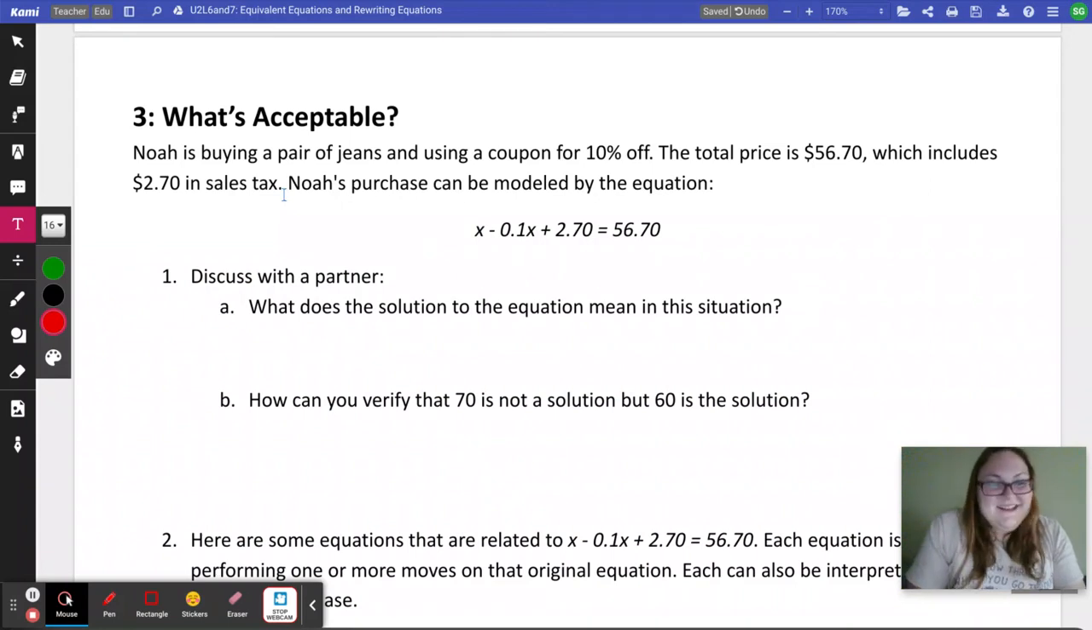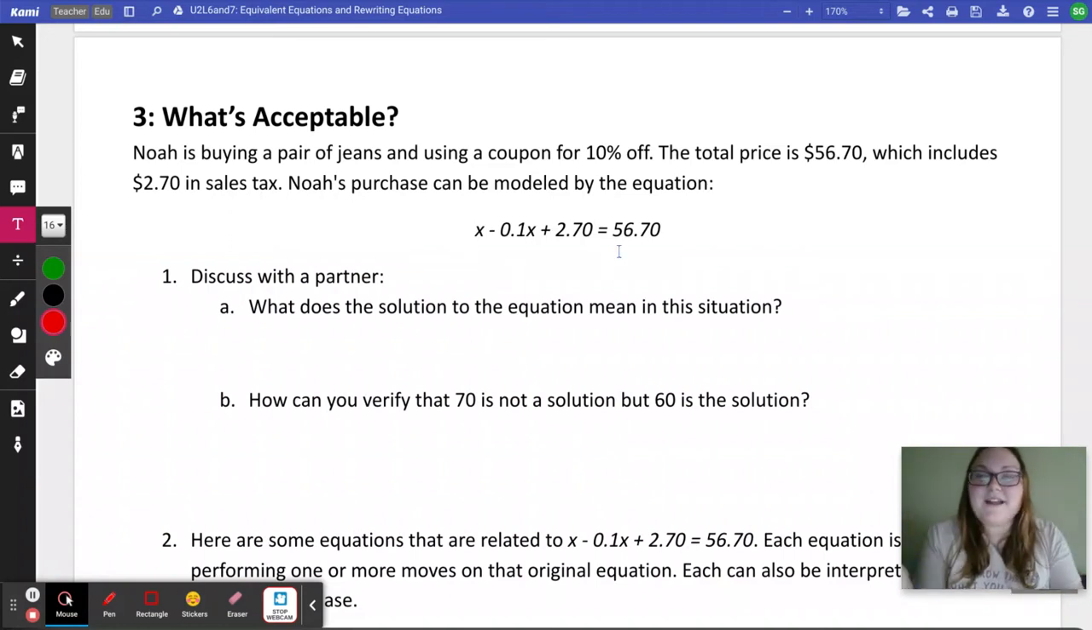In this section here, we've got Noah is buying a pair of jeans and using a coupon for 10% off. The total price is $56.70, which includes $2.70 in sales tax. Noah's purchase can be modeled by the equation x minus 0.1x plus 2.70 equals 56.70.